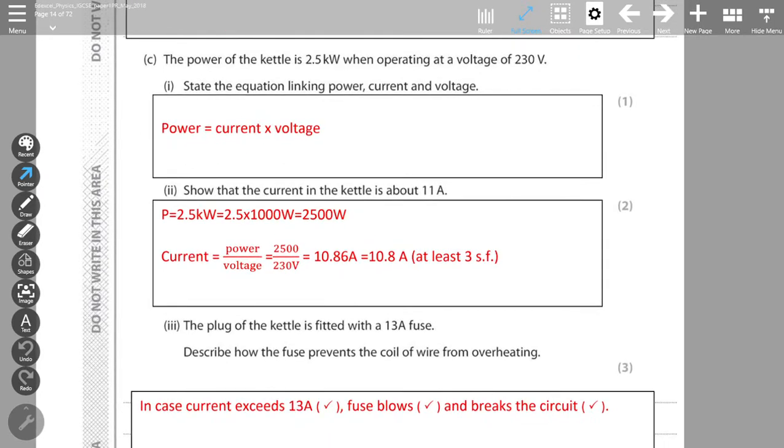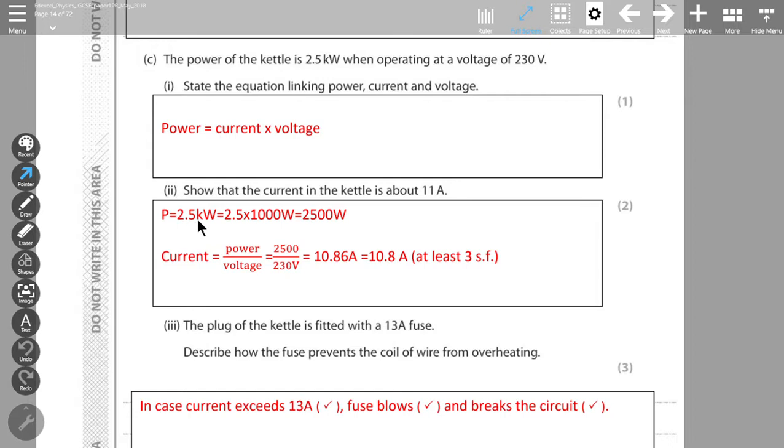The power of the kettle is 2.5 kilowatt when operating at a voltage of 230 volts. State the equation linking power, current, and voltage. So here they ask for equations that you should learn by heart. This equation will not be given. So here we have power equals current times voltage. Show that the current in the kettle is about 11 amperes.